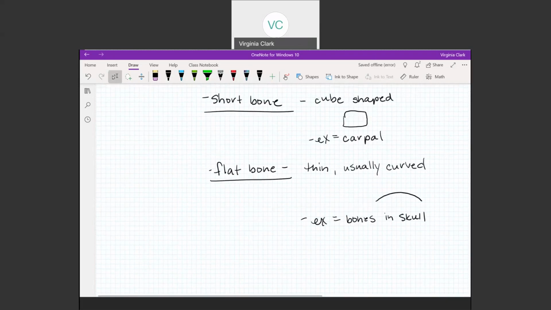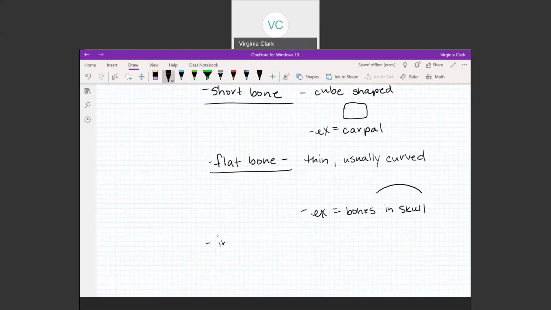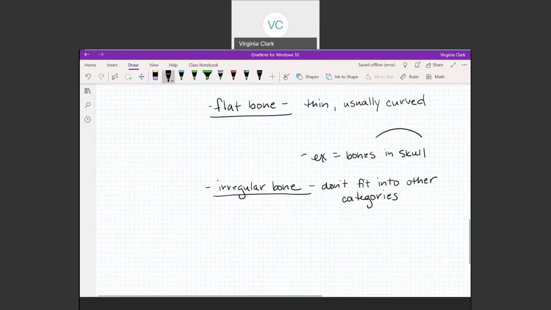And then because sometimes science makes sense, we have a long bone, we have a short bone, we have a flat bone, and then we have an irregular bone. An irregular bone is exactly what it sounds like. It is a bone that does not fit into the other categories. So it is not just a long bone, it is not just a short bone, it is not just a flat bone, but it doesn't fit, which is kind of actually very true.